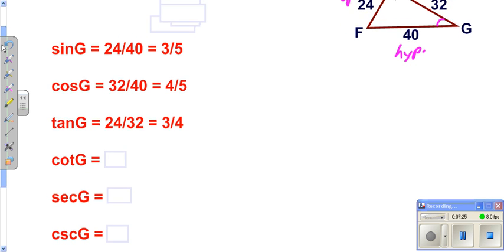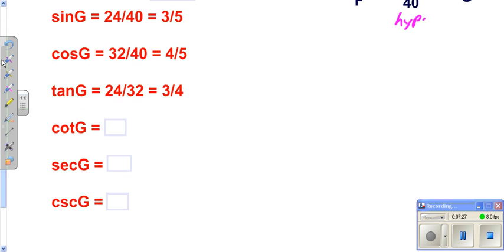We then have the reciprocal functions down here. We don't really need to use our triangle to get these. Cotangent right here is just the reciprocal of tangent. So take your tangent fraction, flip it upside down. Secant is the reciprocal of your cosine. So take your cosine answer, flip it upside down. And then cosecant is the reciprocal of your sine. So take your sine answer, flip it upside down.